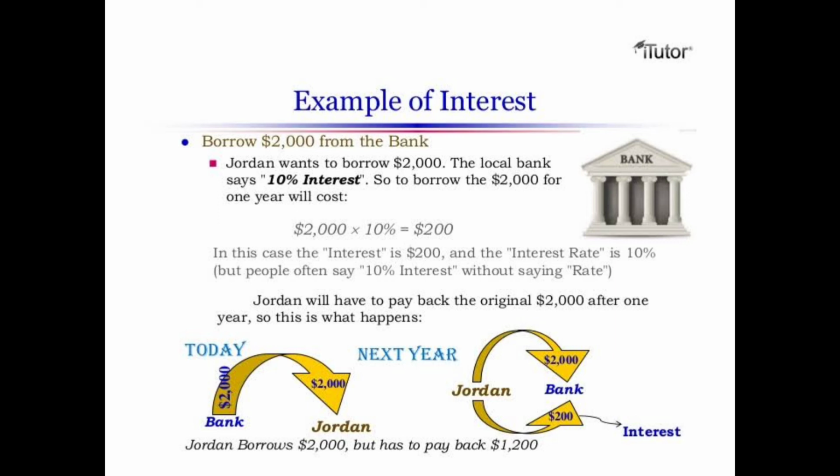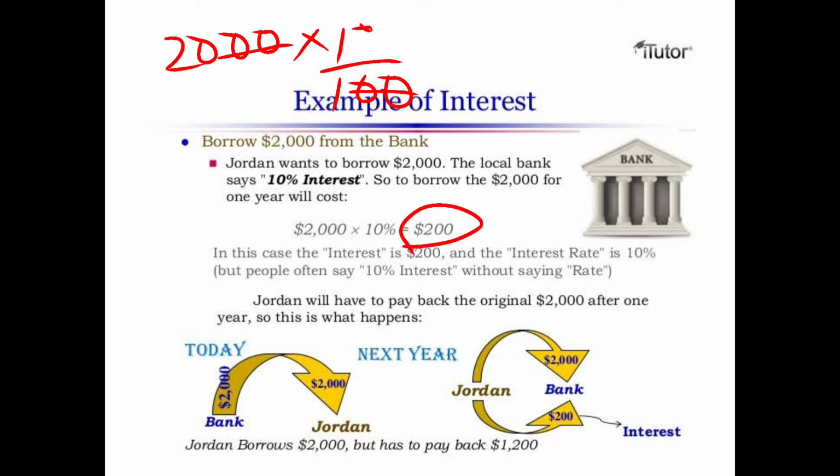Borrow $2,000 from the bank. Jordan wants to borrow 2,000. The local bank says 10% interest. So how much will it cost to borrow the $2,000 for 1 year? How much interest? 2,000 into 10%, that is 10 by 100. So this 20 will cancel, and 20 into 10 will be 200. So $200 will be the interest for 1 year.